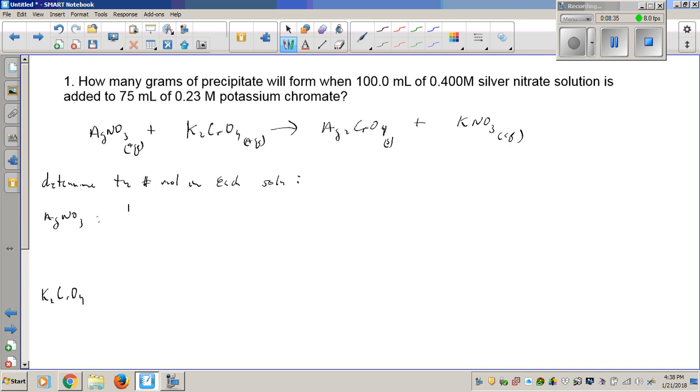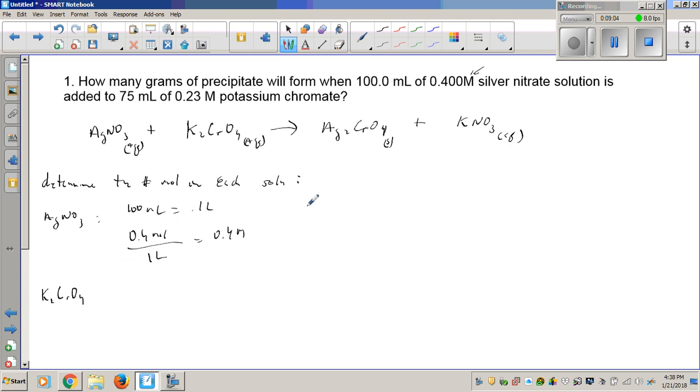We should know that 100 milliliters is equal to 0.1 liters. We should also break this value up into 0.4 moles per 1 liter, which is 0.4 molar. So we're breaking that up. Now we know the volume, we know this ratio here, we just don't know the number of moles. So all we have to do is use this and this.